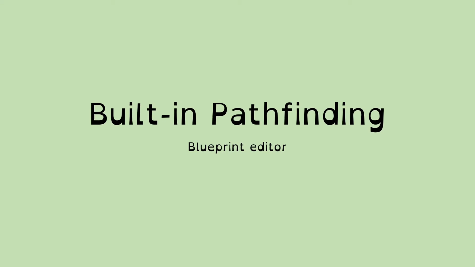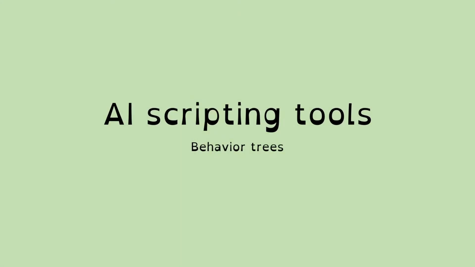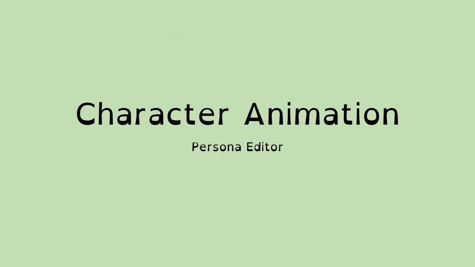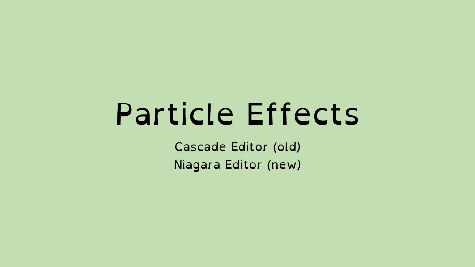It has some built-in tools for AI, including built-in pathfinding, and here's a view of the environment. The green bits you can see are where an AI entity would be able to walk and find their paths through. It also gives you scripting tools for AI called behavior trees. There's a picture of that. It allows you to do character animation in a thing called the Persona editor. And there's that.